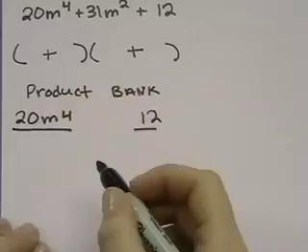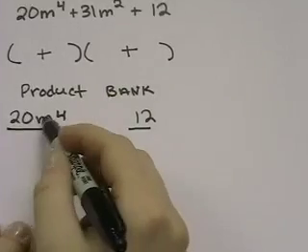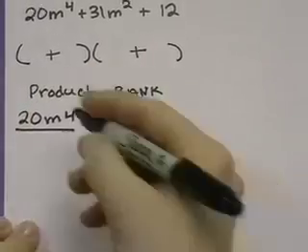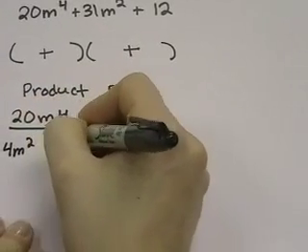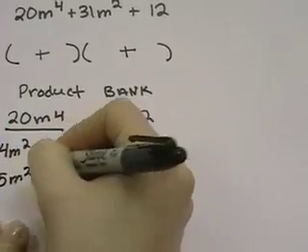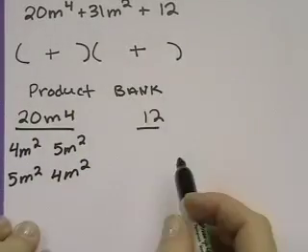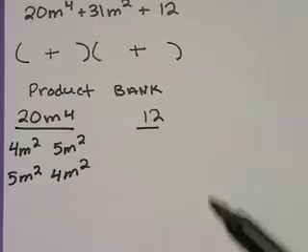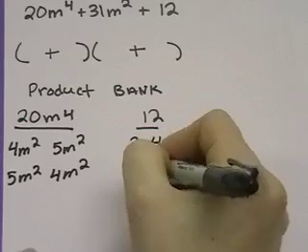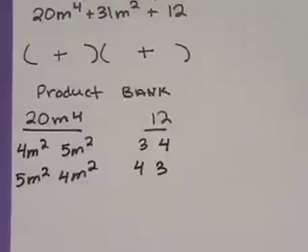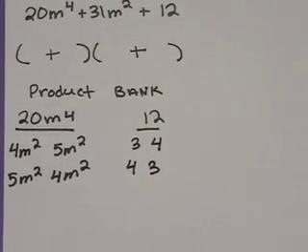So in my product bank, I really like to start out with factors that are close to each other. So factors that are close to each other in 20m to the 4th. Well, 4 and 5 multiply to make 20, so I'm going to try 4m squared and 5m squared, 5m squared and 4m squared. I have to try two different orders because we don't know where they go right now. Factors of 12, again, I like to start with close factors. So I'm going to start with 3 and 4 and then switch the order around, 4 and 3. If these don't work out, what I do is I cross them out and say new product bank numbers, and I try again. So we have two product bank numbers.